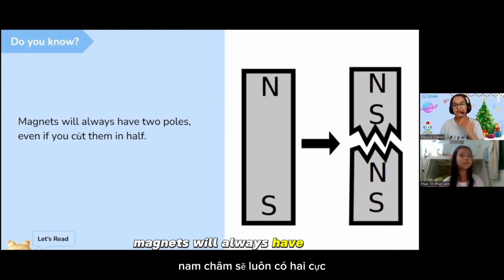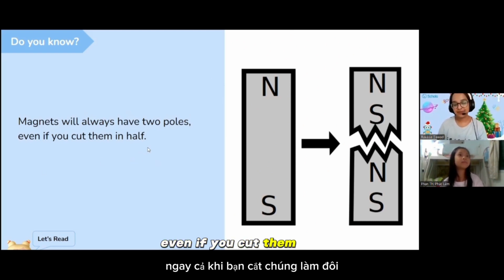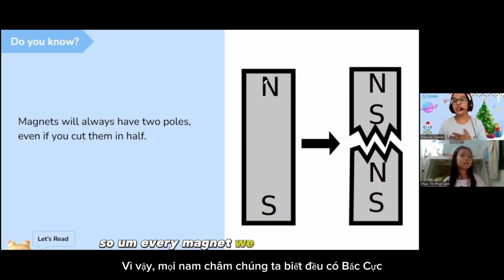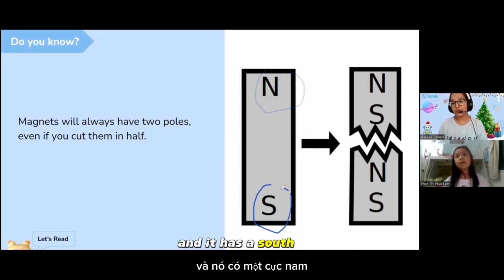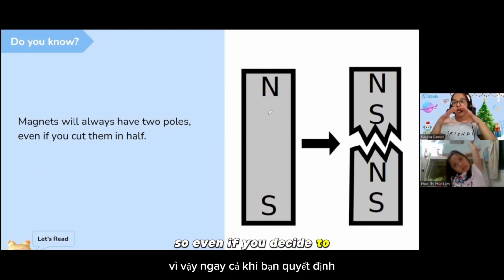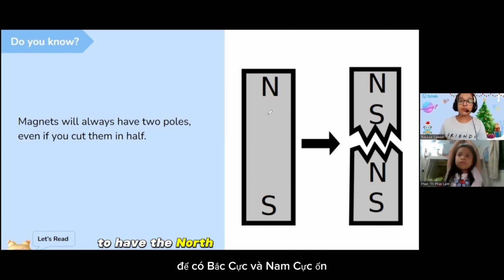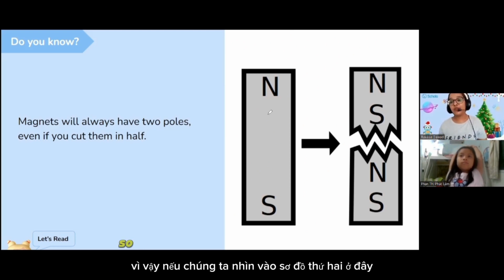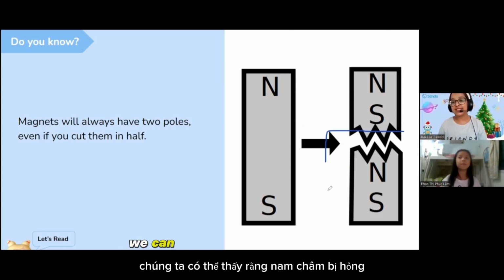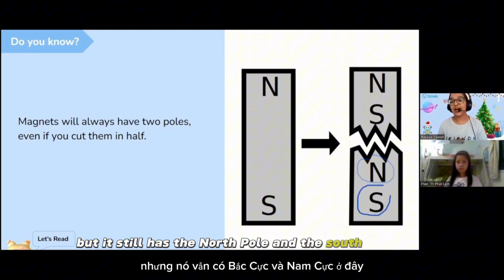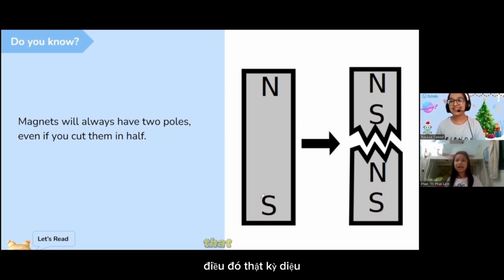Magnets will always have two poles, even if you cut them in half. Okay, very good. So, every magnet we know has a north pole and it has a south pole. So, even if you decide to cut or break the magnet in half, the magnet is still going to have the north pole and the south pole. Okay. So, if we look at the second diagram here, we can see that the magnet is broken, but it still has the north pole and the south pole here. Can you see that? That is magical. Yes, magical.